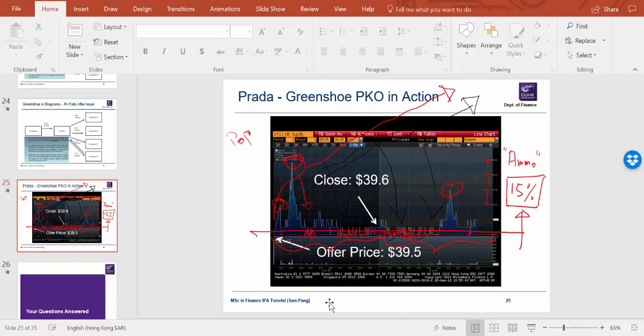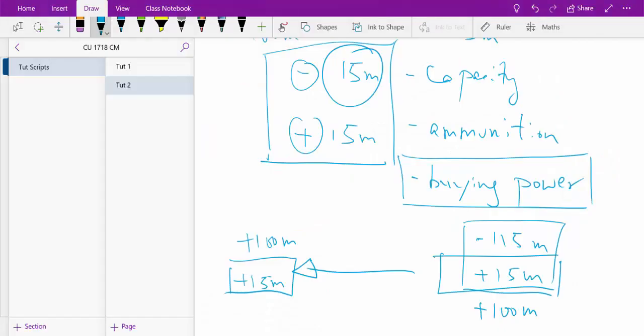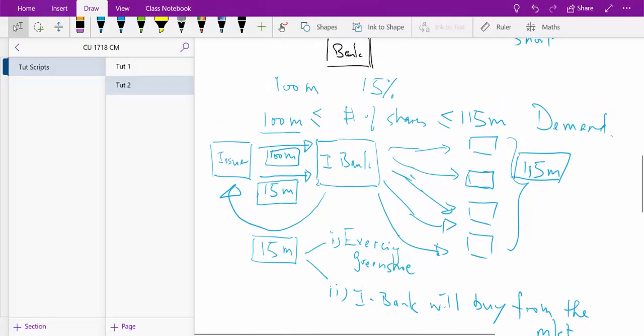Now, if the price goes all the way to the sky, you as an iBanker, what do you do then? Well, you turn around and you say to the issuer, congratulations, your IPO ran really, really well, but now we need you to issue an extra 15 million shares, sell it to us at the IPO price, okay? So we can pay you back. So the end result would be the iBank has bought 115 million at the IPO price, and they have sold 115 million at the IPO price. So they have no P&L apart from the fees and the commissions. Okay?